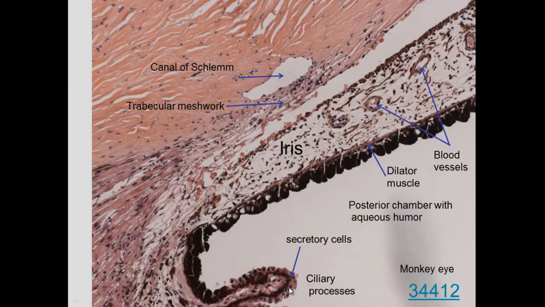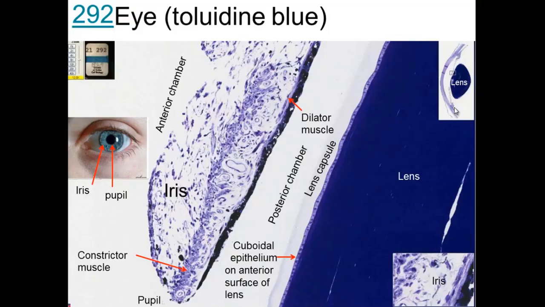Ciliary processes, as I mentioned, you have secretory cells on the outside, and then they become pigmented on the iris. The pigmented layer of the ciliary processes become the dilated muscle, and so we have dilated muscle. Dilated muscle is myoepithelium. It's not smooth muscle, it's myoepithelium.